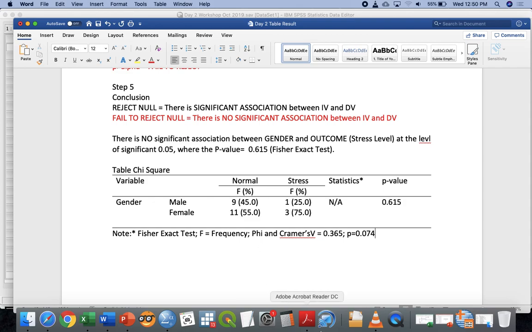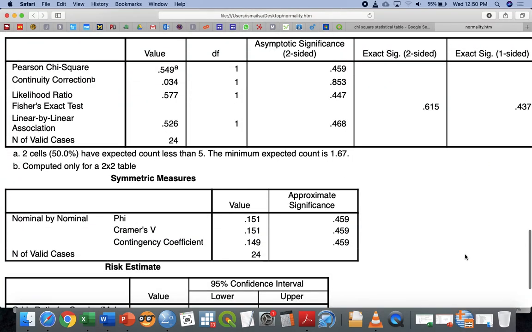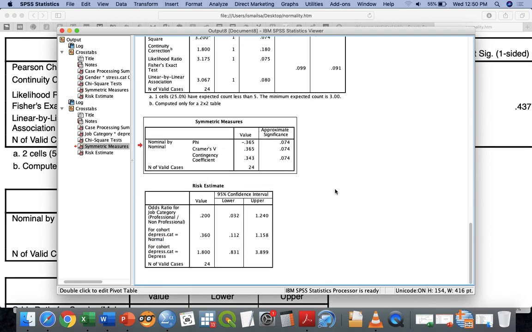And then last but not least, before we go for our group photo, I just want to highlight one more thing. We call it the risk table. You go to the risk table here. You can see the odds ratio for the job category and the cohort. So what's the difference between odds and cohort? It depends on your study design. Either you conduct a cross-sectional study, a case control study, or a cohort study.